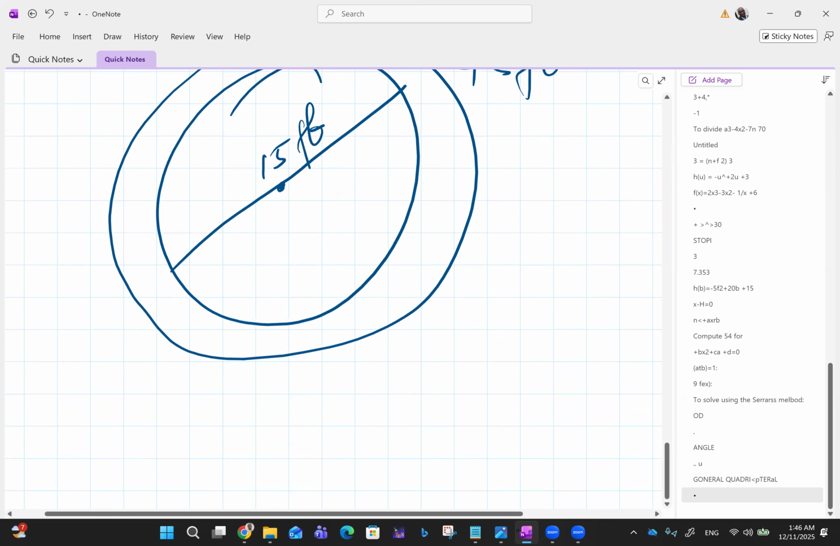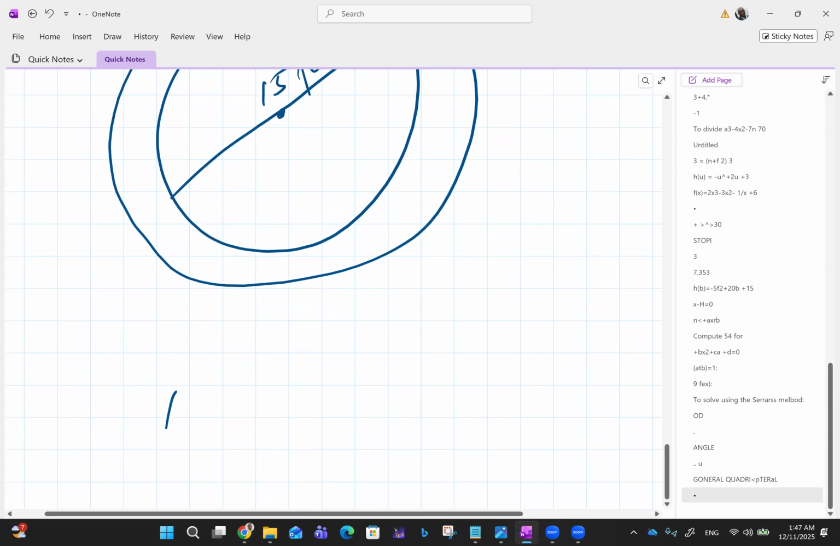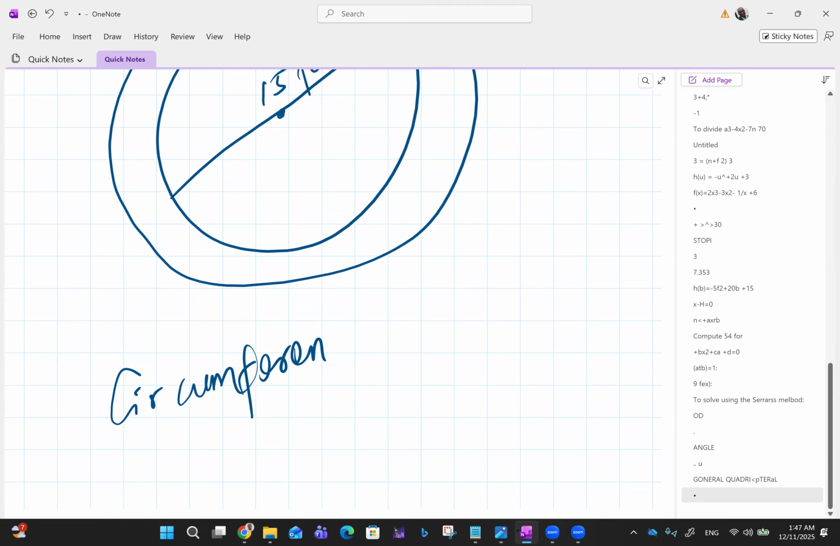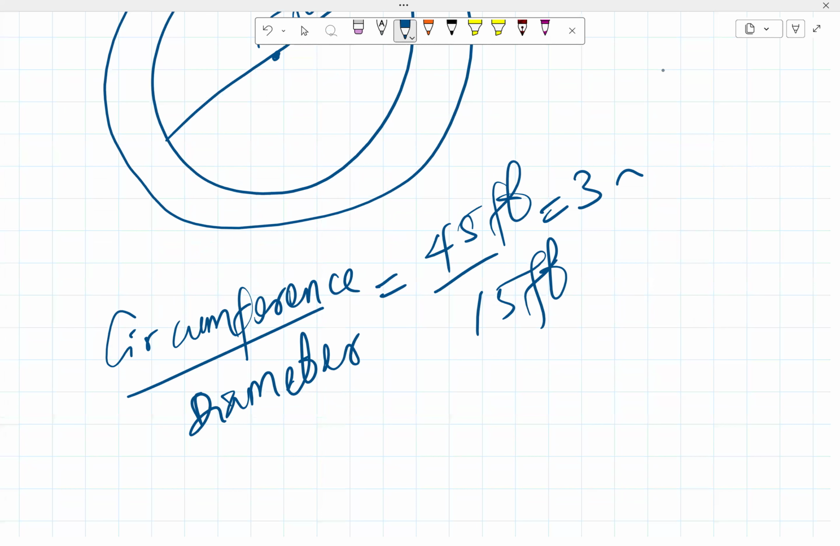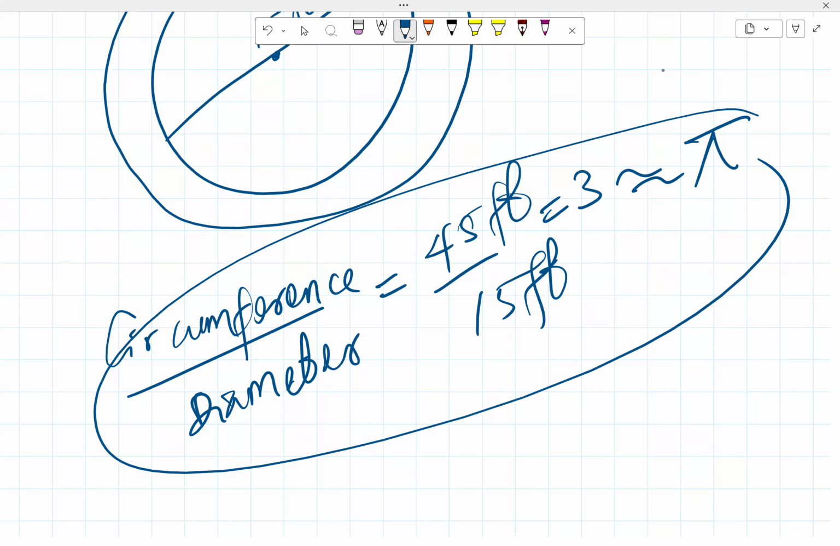So we see that circumference over diameter is now 45 feet over 15 feet. That's equal to 3, and that's approximately pi right there. So that's why pi is approximately circumference over diameter.